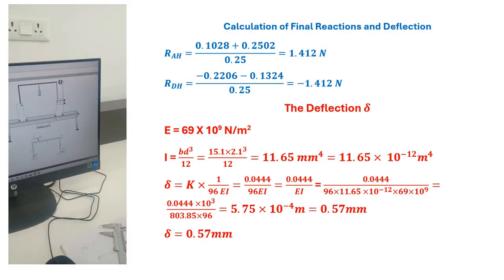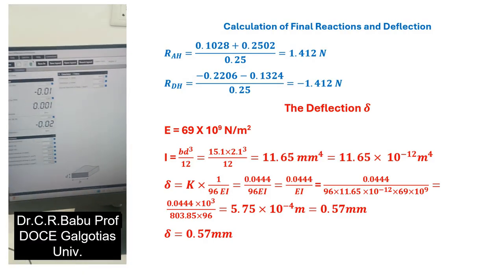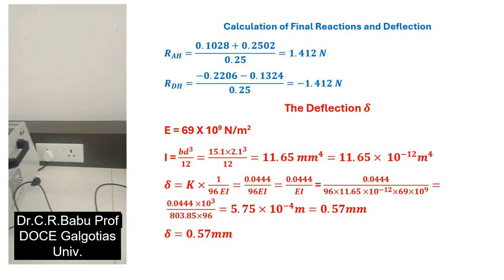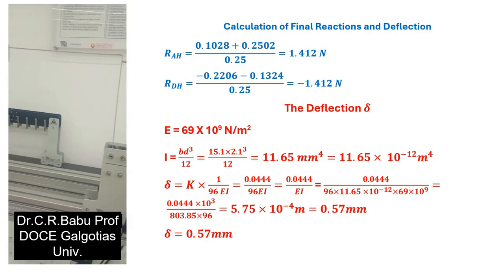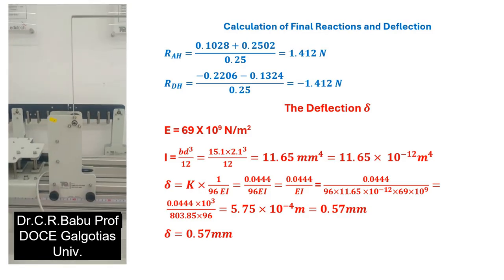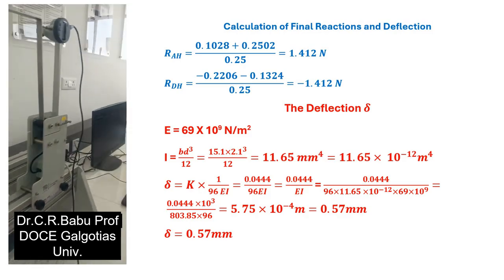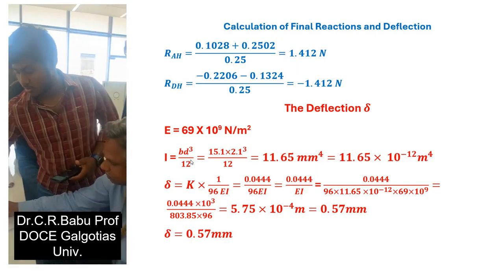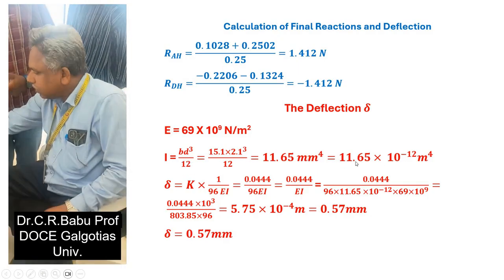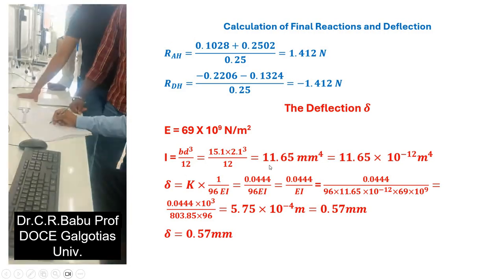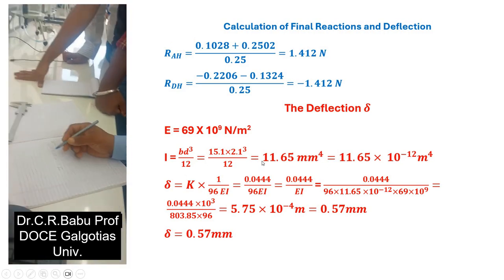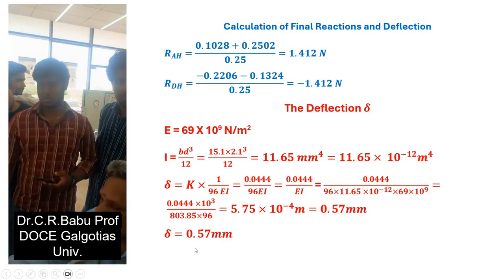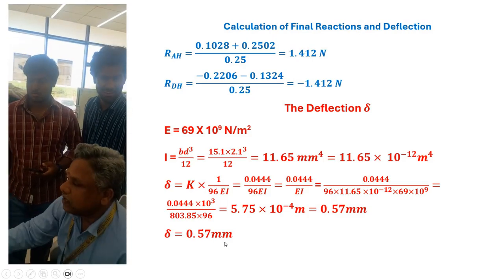Basically, they first find out the moment of inertia by using vernier calipers. They find the dimensions of the cross section of the frame, and using these dimensions they estimate the moment of inertia. Then they substitute it in the values and calculate manually. This manual value also matches the value obtained in the experiment. Finally the deflection was found to be 0.57 millimeters and the reaction was found to be 1.412 Newton.